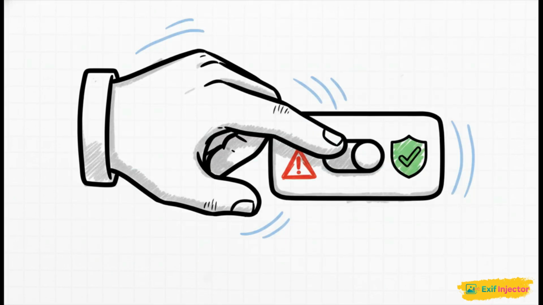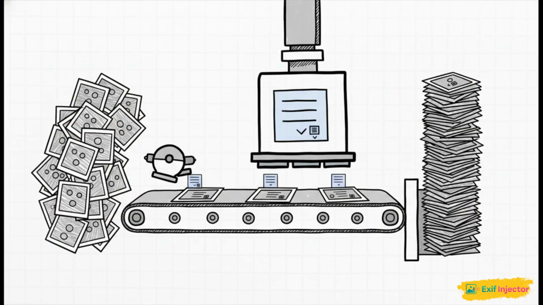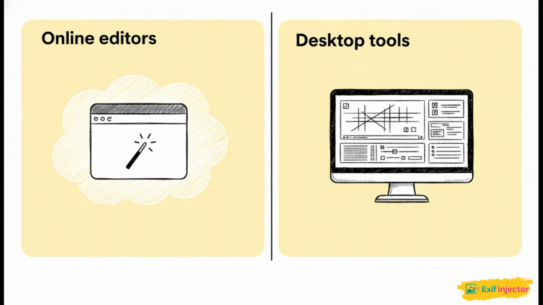Okay, but the good news is you are completely in control, and managing it is super easy. Using an online tool, it's just 4 quick steps. Seriously, it takes less than a minute. And this is a total game changer for pros. You can edit tons of photos at once. So for online sellers or marketing teams, bulk editing is a massive, massive time saver. For most of us, online editors are perfect, fast and easy. The desktop tools are for the pros.